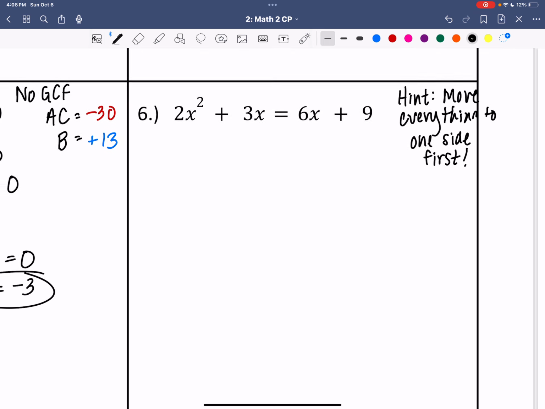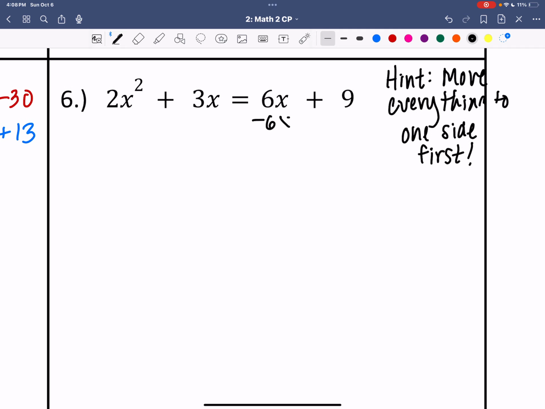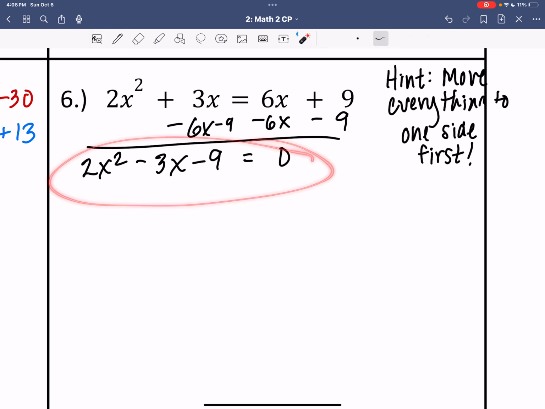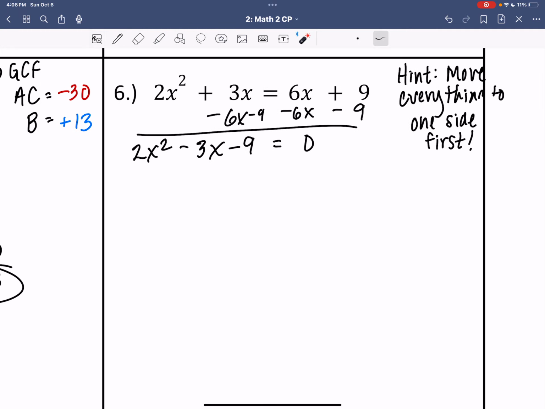All right, for number 6, your hint is to move everything to one side first. So you need to move 6x and move the 9. That's going to give you 0. You'll have 2x squared minus 3x minus 9 equals 0. Now you're going to start factoring that. So do a times c, which is -18, to figure out what gives you that. So if you did this correctly, your answers for number 6 should be x equals -3/2 or x equals 3.